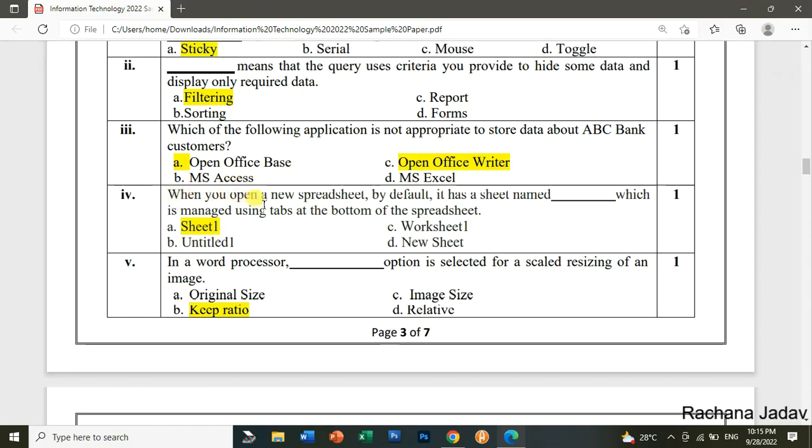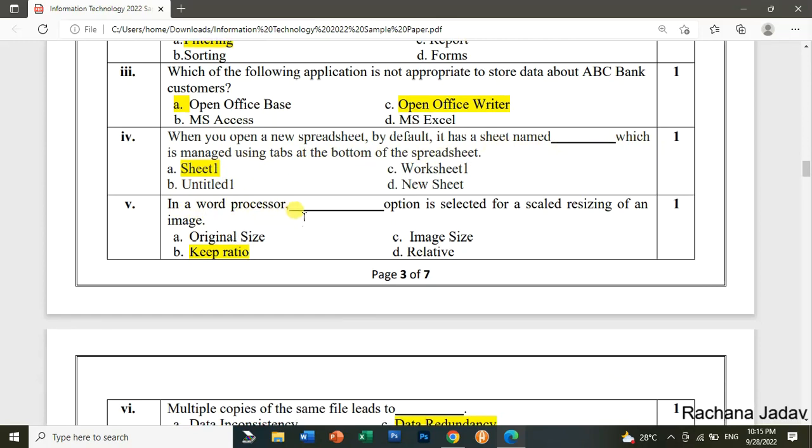When you open a new spreadsheet, by default it has a sheet named dash which is managed using tabs at the bottom of the spreadsheet. So by default it will be Sheet1. In a word processor, please remember, word processor means Microsoft Word also, and in LibreOffice it is also called Writer. OpenOffice also, it is known as Writer. Dash option is selected for a scaled resizing of an image. So that is keep ratio.